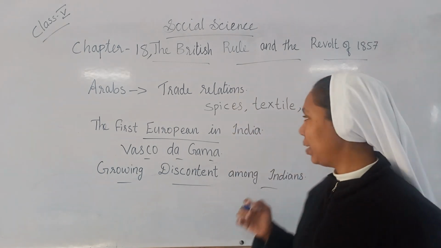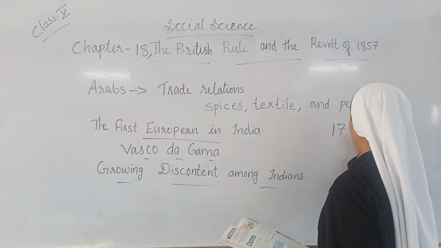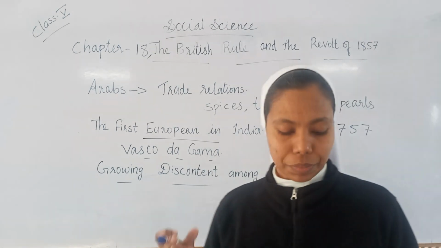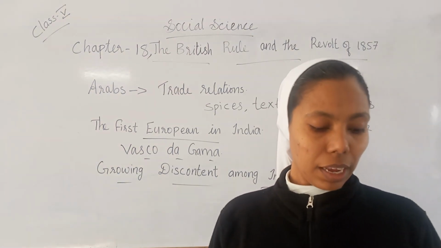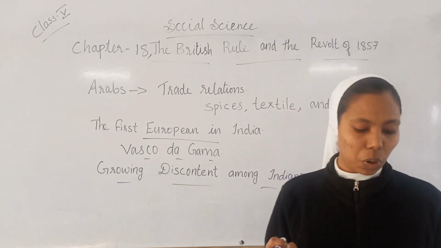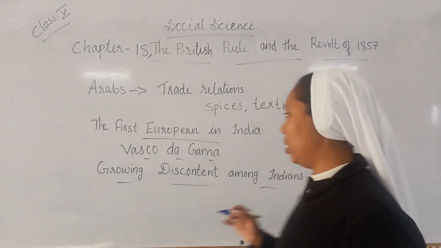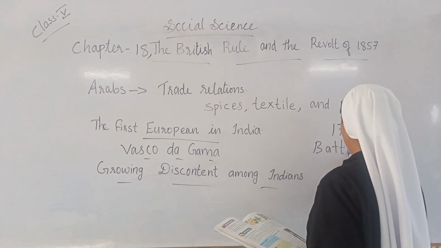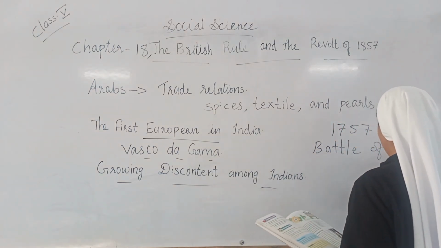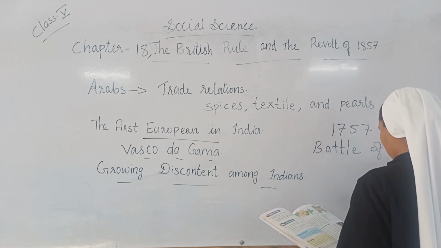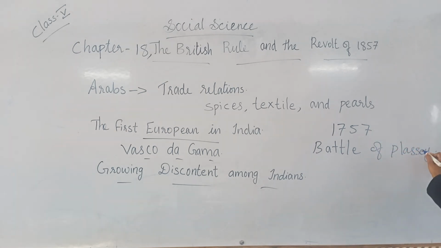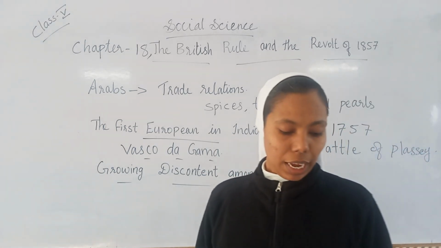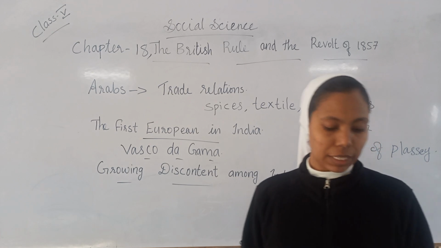In 1757 they had the war, and this war is known as the Battle of Plassey. The Nawab of Bengal was defeated.